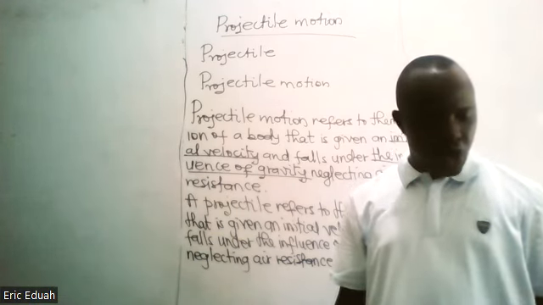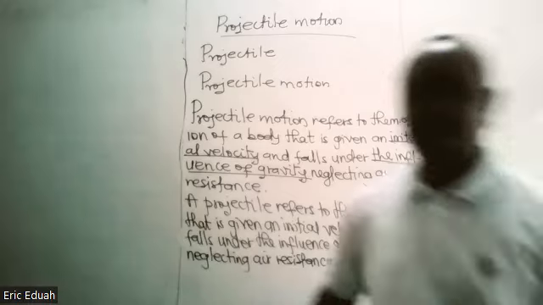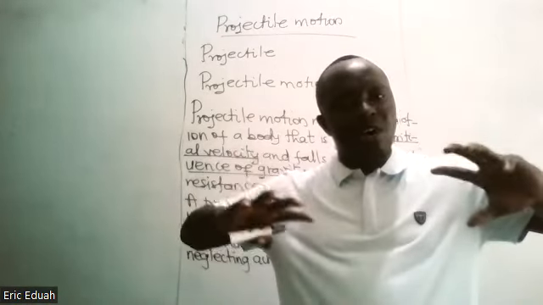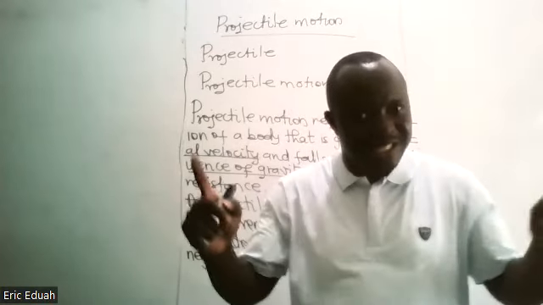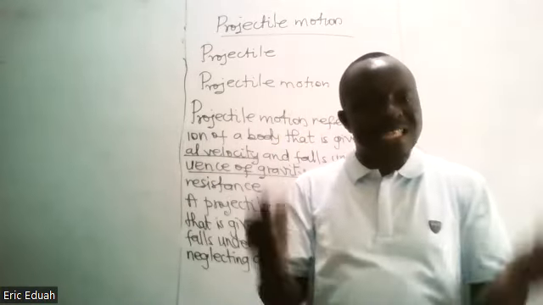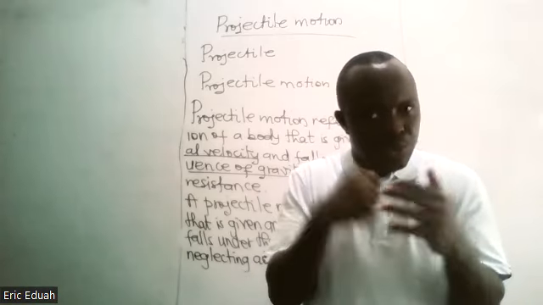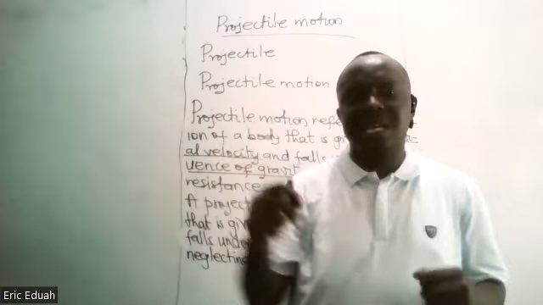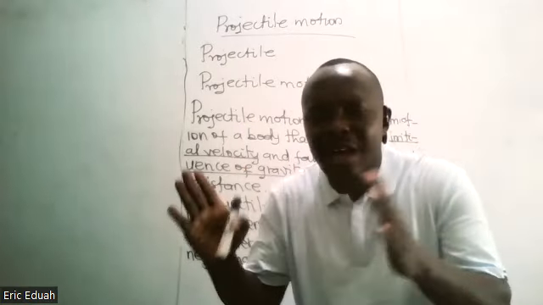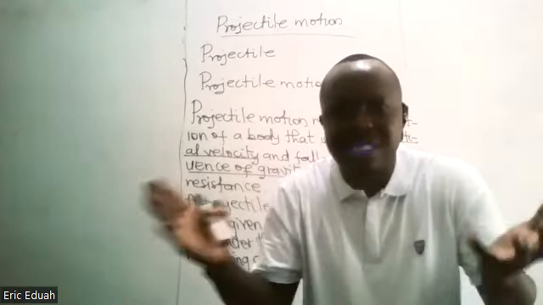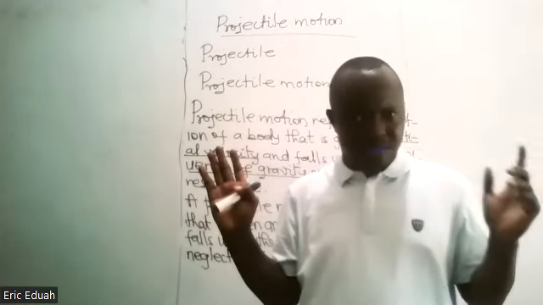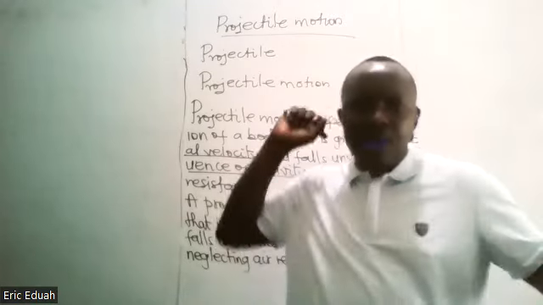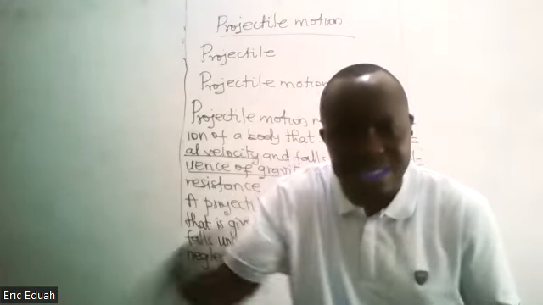So you see, for objects that are often projected, there are conditions, because air resistance affects projectile motion. It has to be thrown or projected when there's no or little air blowing, because if the wind velocity is great, the object thrown will not get to the destination.